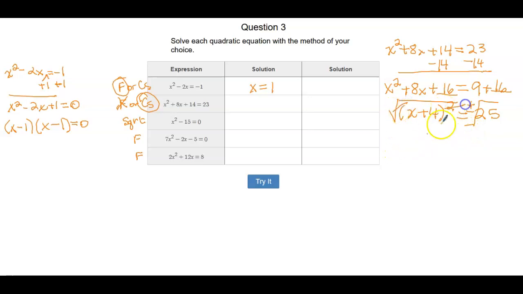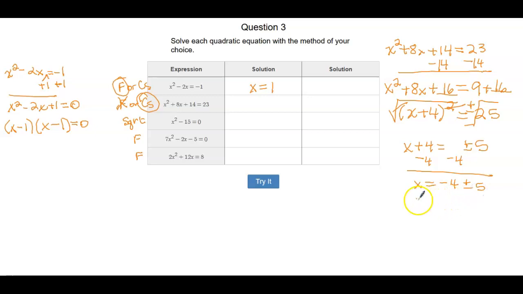So we get x plus 4 is equal to the positive and negative 5, because the square root of 25 is 5. So when we subtract 4 from both sides, this plus or minus sign right here is telling us that we're going to have two answers.